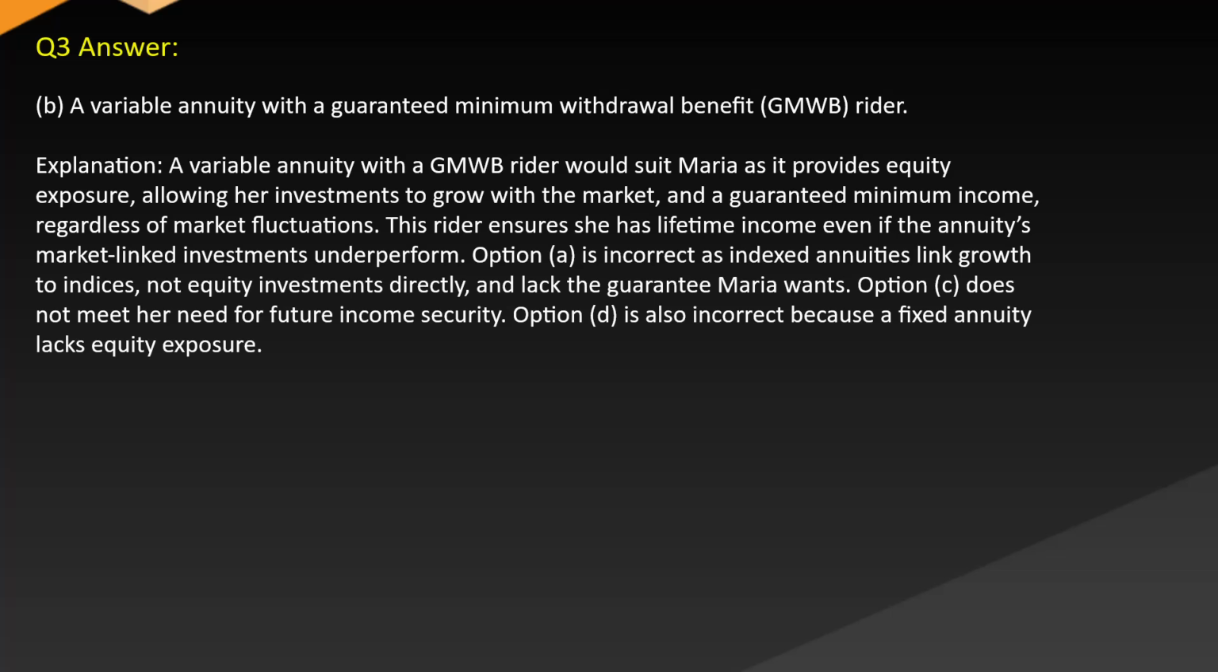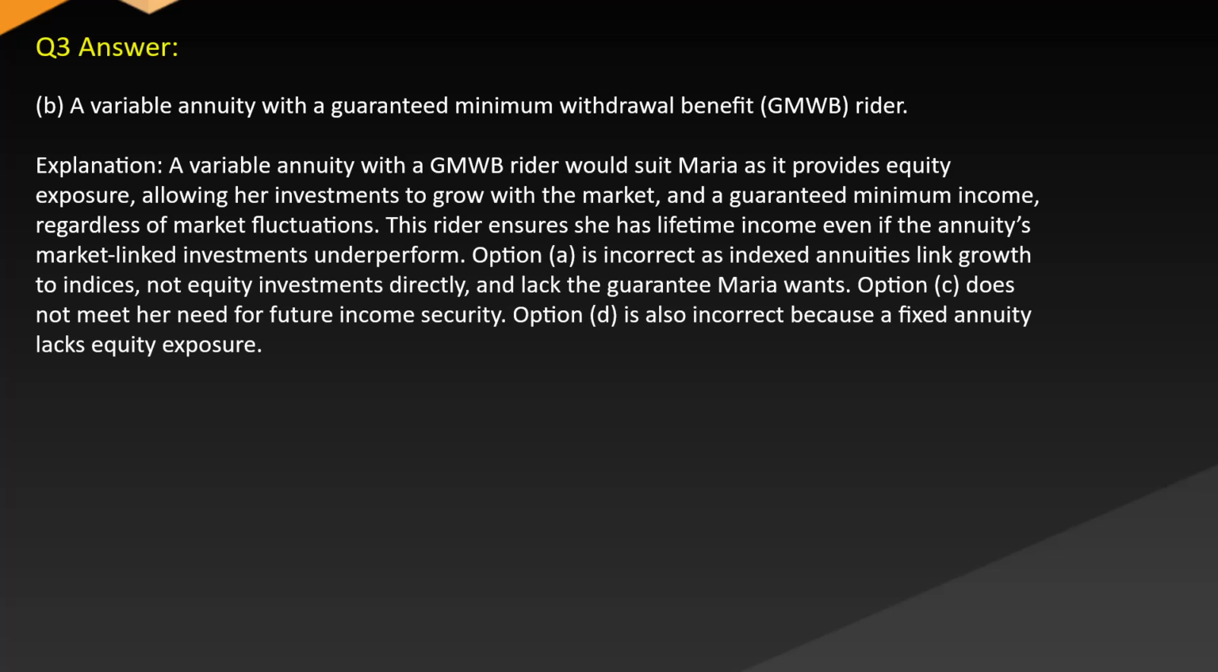Explanation. A variable annuity with a GMWB rider would suit Maria as it provides equity exposure, allowing her investments to grow with the market, and a guaranteed minimum income regardless of market fluctuations. This rider ensures she has lifetime income even if the annuity's market-linked investments underperform.